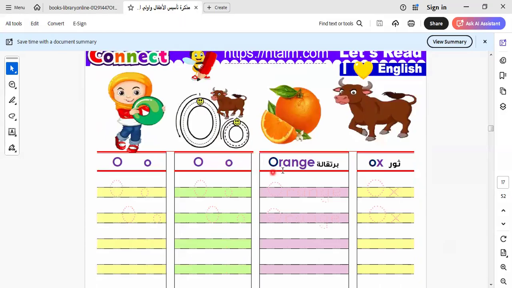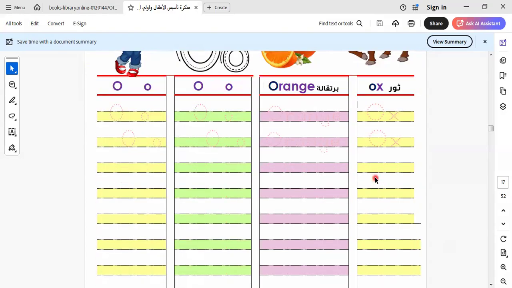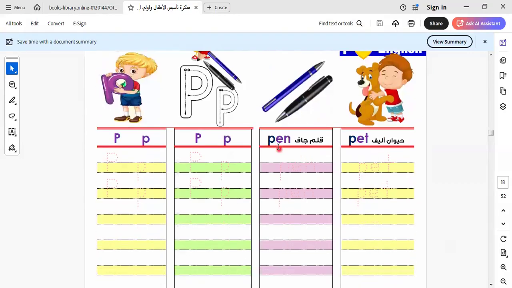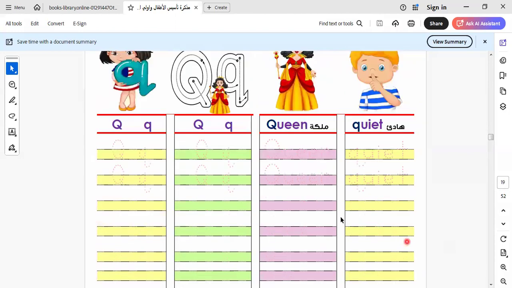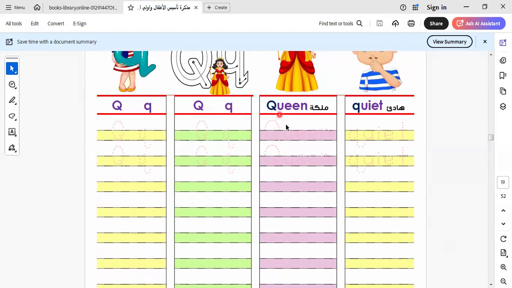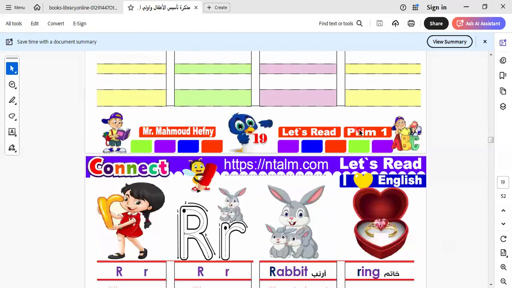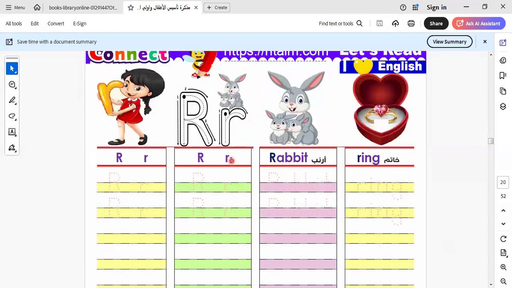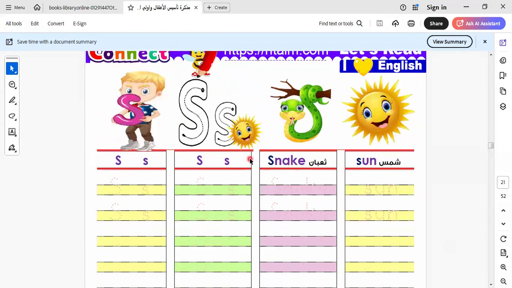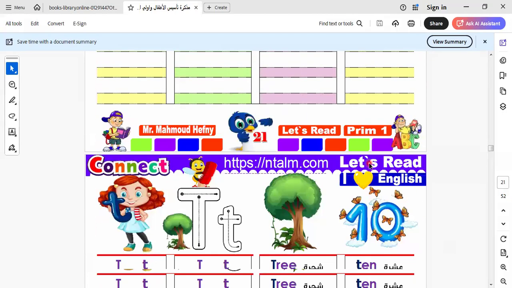Capital O and small o, orange and ox. Capital B and small b, bean and bee. Capital Q and small q, queen and quiet, not quit, quiet. Queen and quiet. Capital R and small r, rabbit and ring. Capital S and small s, snake and sun.